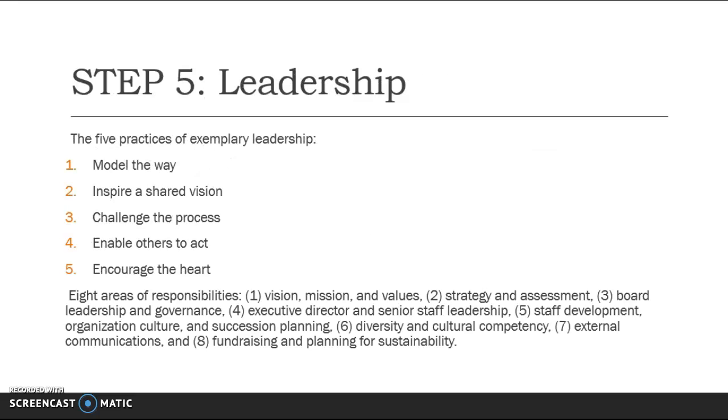And finally, step 5 is leadership. The 5 practices of exemplary leadership: model the way, inspire a shared vision, challenge the process, enable others to act, and encourage the heart. And the 8 areas of responsibilities of this leader are vision, mission, and values, strategy and assessment, board leadership and governance, executive director and senior staff leadership, staff development, organization culture and succession planning, diversity and cultural competency, external communications, and fundraising and planning for sustainability.